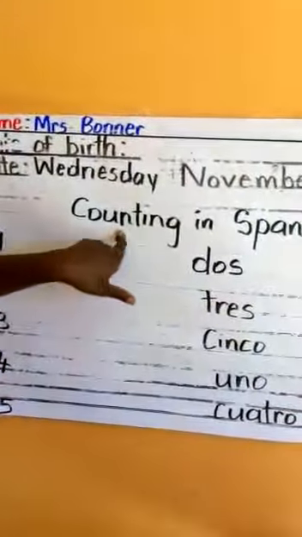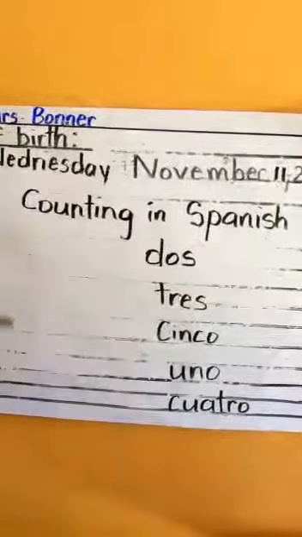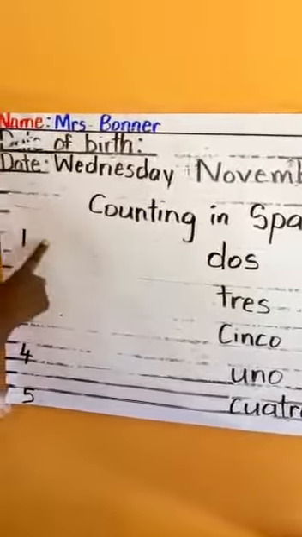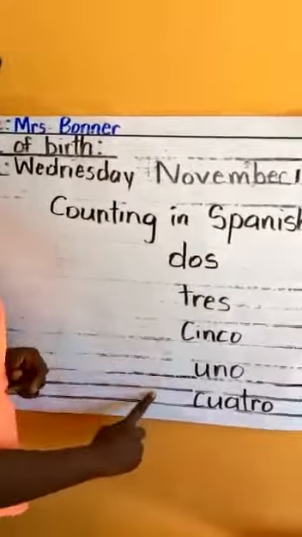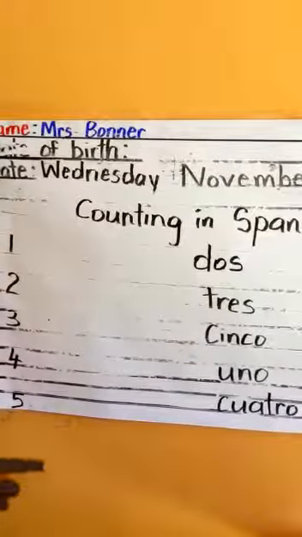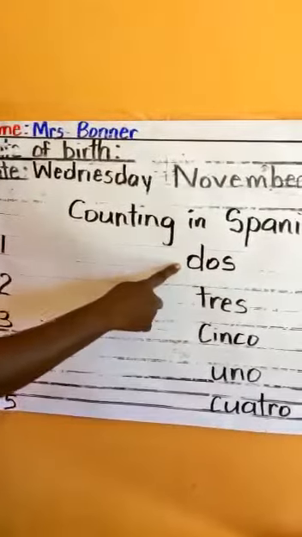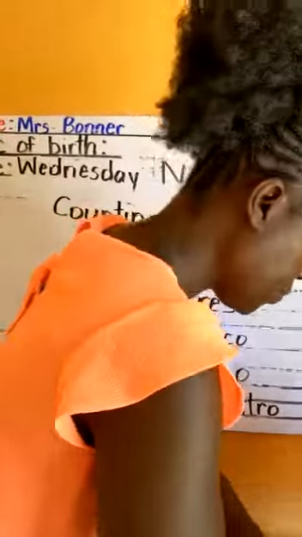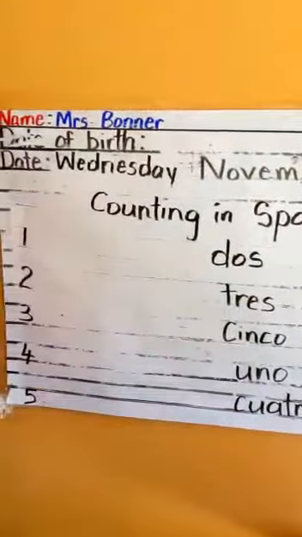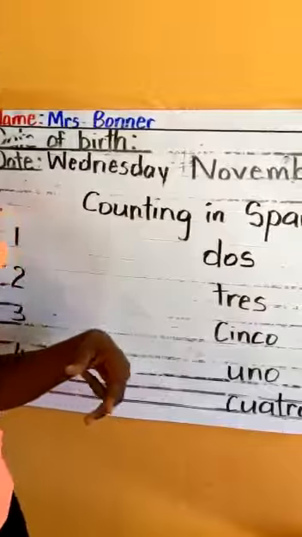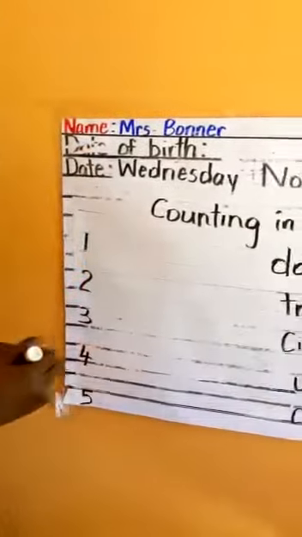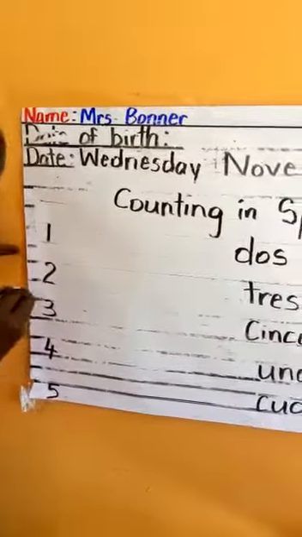So on my board here, we have counting in Spanish. But what we are going to do is match the numeral to the Spanish name. This one is dos. What is dos again? Is dos 1 or 2? Dos is 2. So we are going to look for the numeral 2.